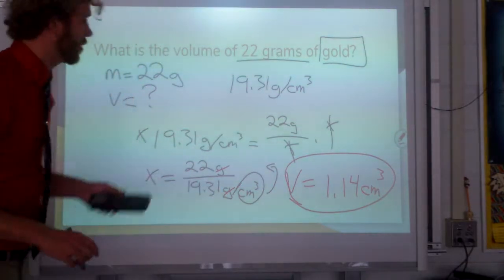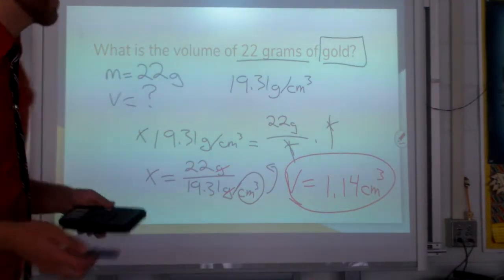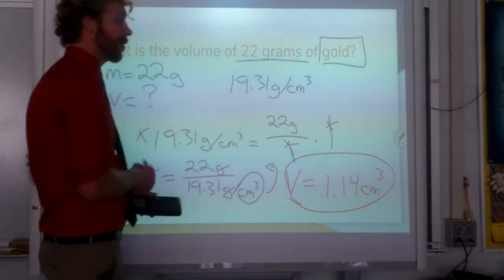If any of you guys want to give me 22 grams of gold, I will gladly take it. That's roughly about $930 right now.